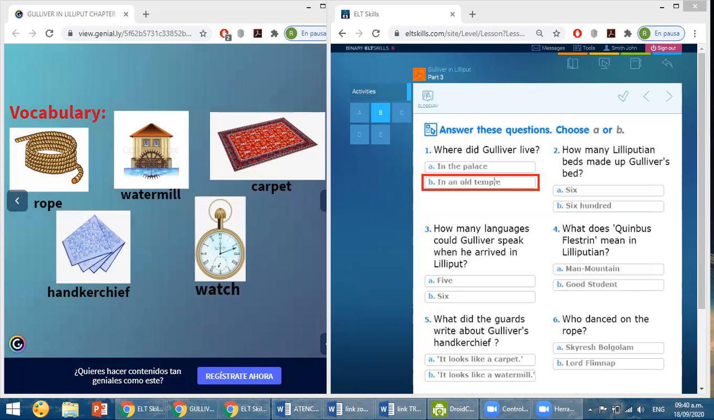How many Lilliputians' beds made up Gulliver's bed? 600. Yes, 600. Very good. Three. How many languages could Gulliver speak?